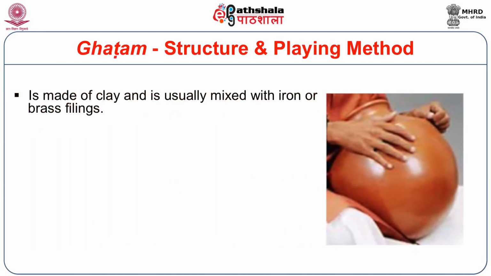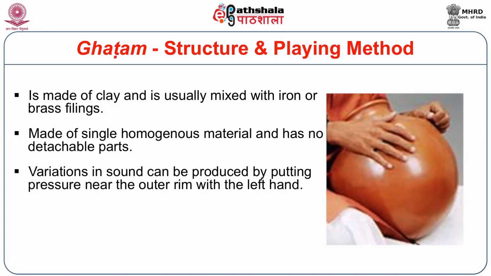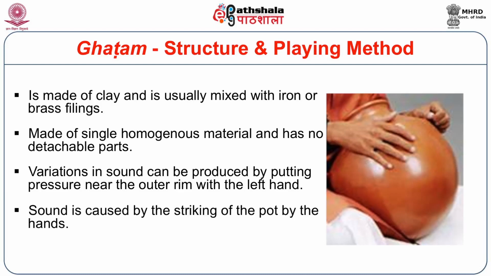As I said, it is made of clay and is usually mixed with iron or brass filings. It is made of a single homogeneous material and it has no detachable parts. It's just a pot. The variations in the sound can be produced by putting pressure near the outer rim of the pot with the left hand. Sound is again caused by the striking of the pot by both the hands. Now let's listen to how music is produced from the ghatam.